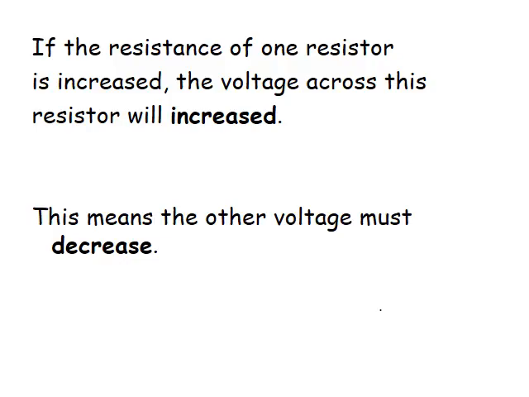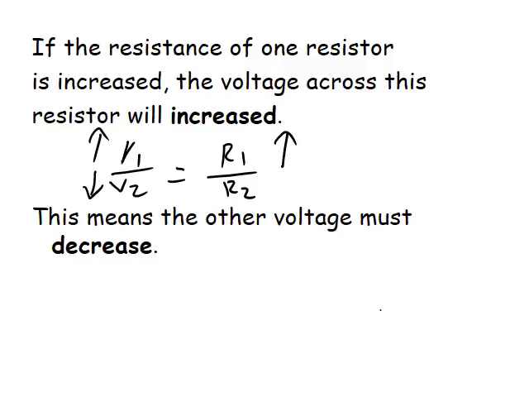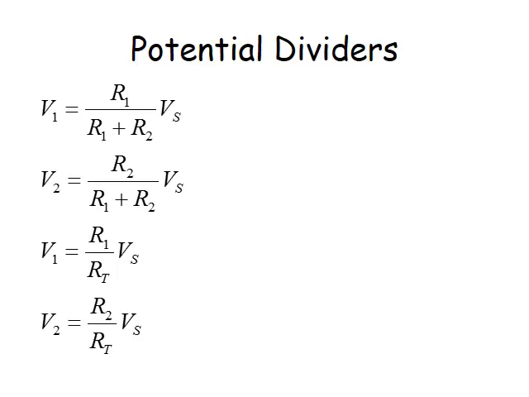So what does this all mean in terms of a potential divider? We have the equation V1 divided by V2 equals R1 divided by R2. If the resistance R1 goes up, it means that the voltage V1 also goes up, which means the voltage across the second resistor must be going down, because the total has to be constant. So you can use the equation to calculate the voltages at different points in the potential divider.